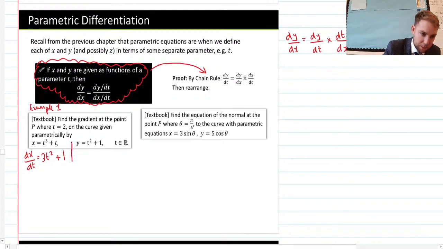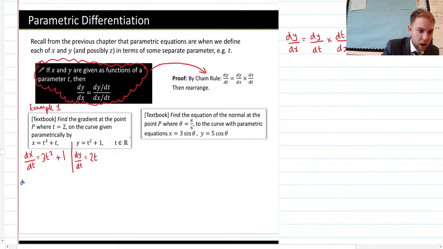And I might as well, while I'm here, differentiate this one. So dy by dt is equal to, well, t squared differentiates to 2t, and the 1 just differentiates to 0, so we're just left with that. So this here are the differentials of dx in terms of t, dy in terms of t. But we don't want that. We want the gradient of dy by dx, the gradient of the curve.